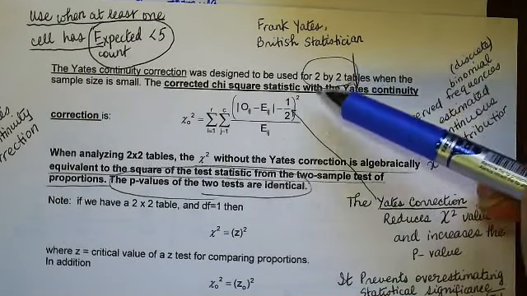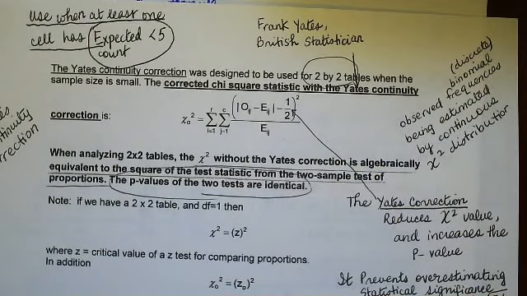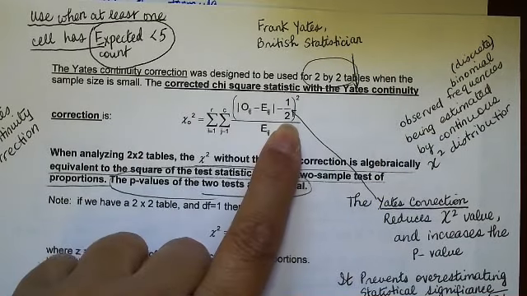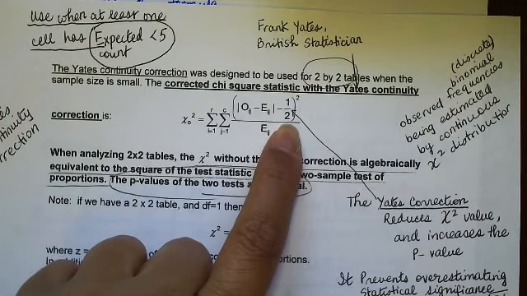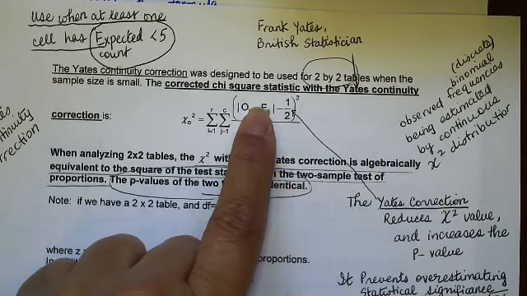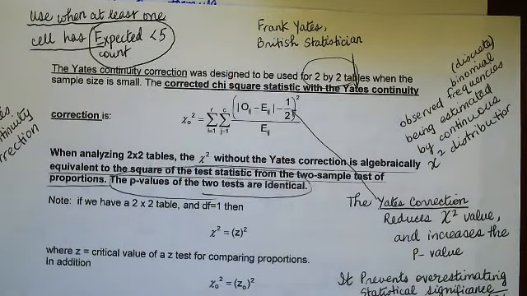Later on, other statisticians came around and said, well, if you use the correction, it overcorrects the chi-squared test statistic. So they decided to not use the correction. We see that the Yates correction reduces the chi-squared value right here, and that would increase the p-value. The p-value, which is the probability of being more extreme, would go up if this number went down.